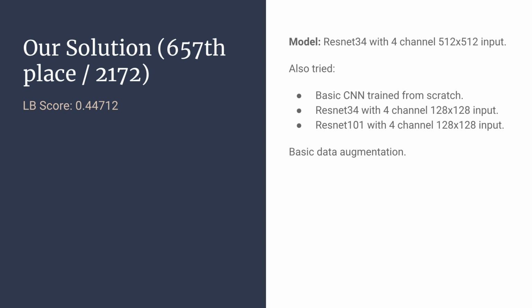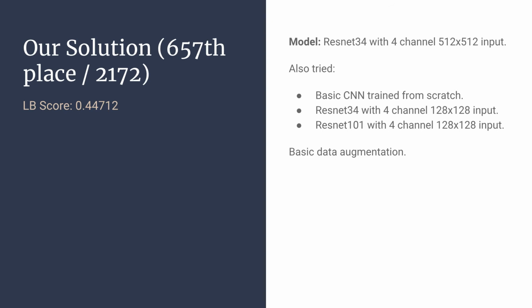So with all that done, I'm going to talk very briefly about our solution. It was a very simple one, and it placed us at 657th in the competition out of 2,172 participants. We basically just used a ResNet 34 with the 4 channels. 34 means that it has 34 layers. It's one of the smaller architectures that people use in practice. And we used the full 512 times 512 images as input.